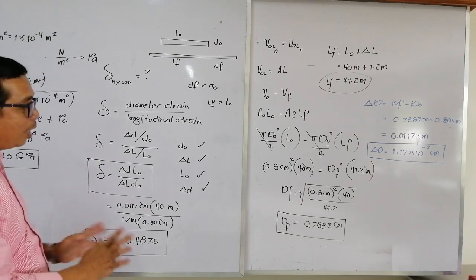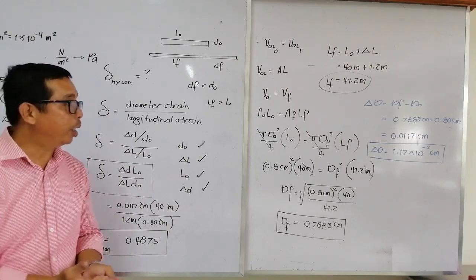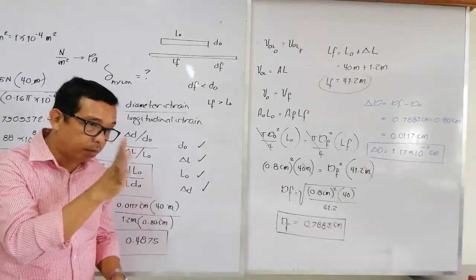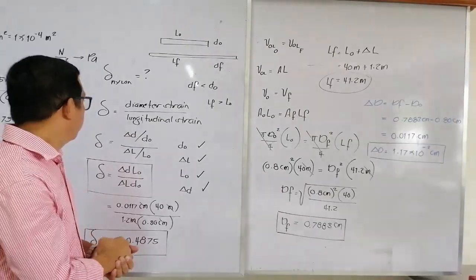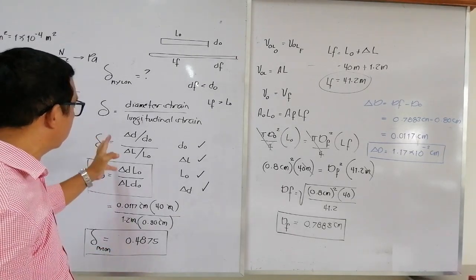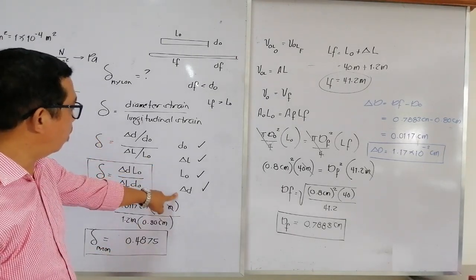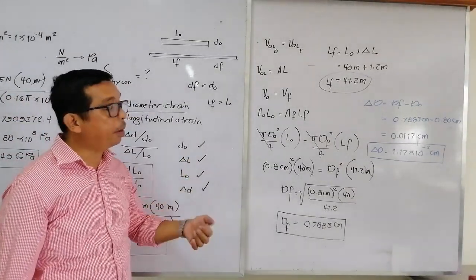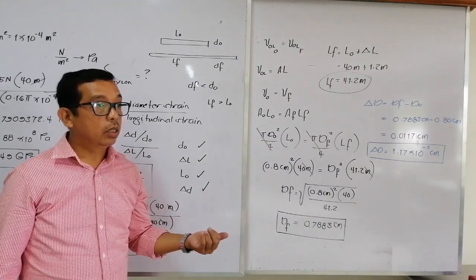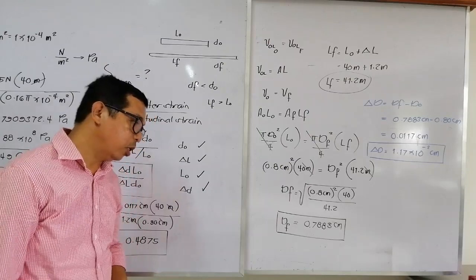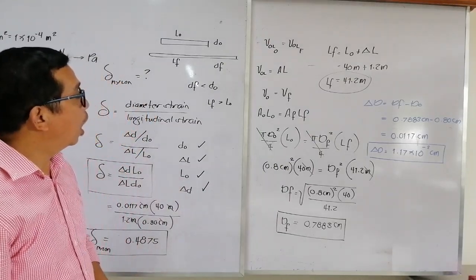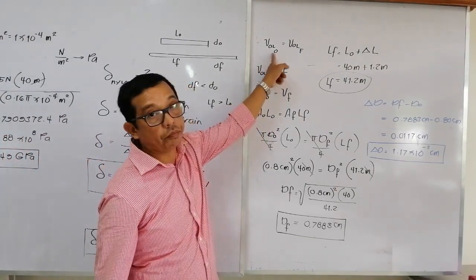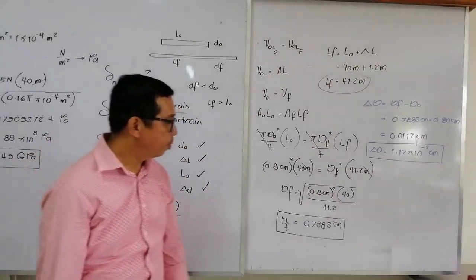So, mukhang simple siya, parang isang step lang, pero medyo mahaba ang solution. Bakit? Because for you to be able to solve for the Poisson's ratio, kailangan mo ang change in diameter, pero para malaman mo yun, kailangan mo ang final diameter, knowing the original. Hindi mo makuha yung final diameter at saka yung change in diameter kung hindi mo ito maiisip. You have to unlock this. Okay, that's problem number 4.